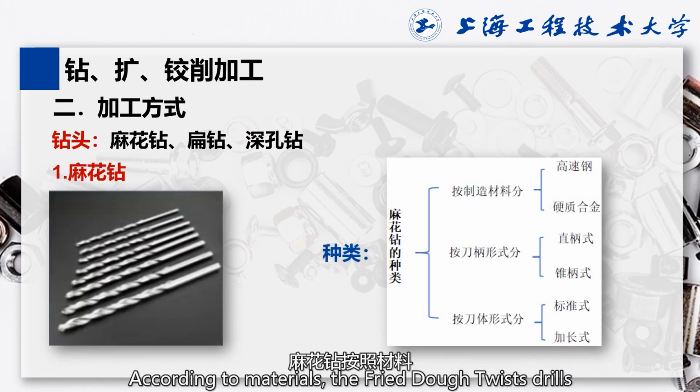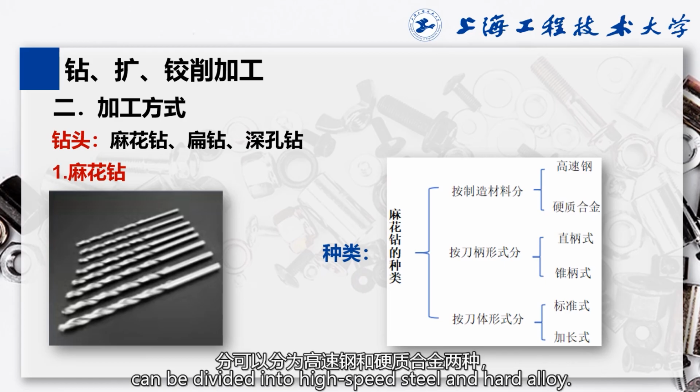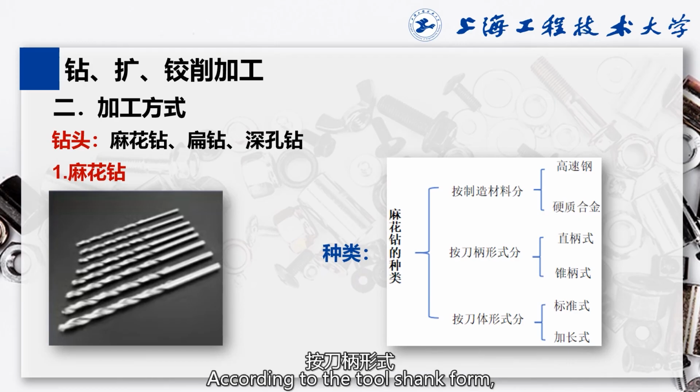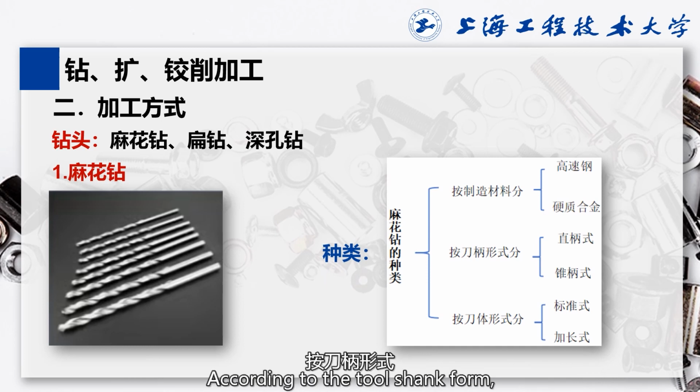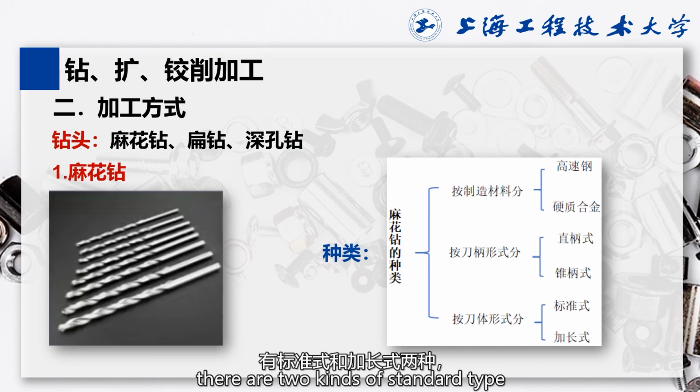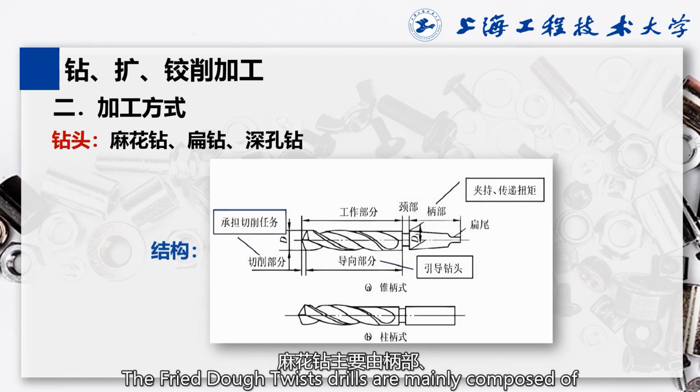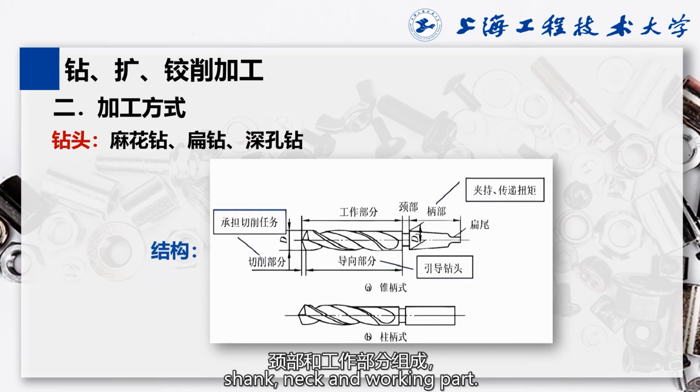According to materials, the fried dowel twist drills can be divided into high-speed steel and hard alloy. According to the tool shank form, there are two kinds of straight shank and taper shank. According to the tool shank form, there are two kinds of standard type and nascent type. The fried dowel twist drills are mainly composed of shank, neck, and working part.